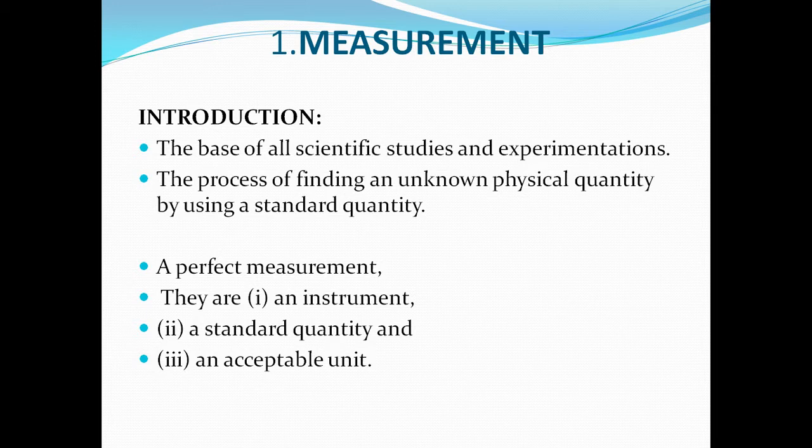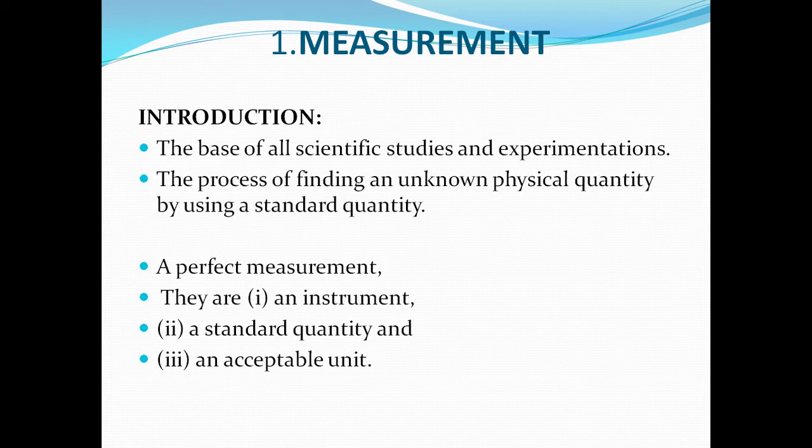Suppose you need some measurement. Simply you call and order the cake; the quantity is unknown. The unknown physical quantity is found by using a standard quantity. Standard quantity means you mention the unit, kg, 3 kg or 5 kg. So we need measurement. This is known as measurement: the process of finding an unknown physical quantity by using a standard quantity. Okay, now a perfect measurement.